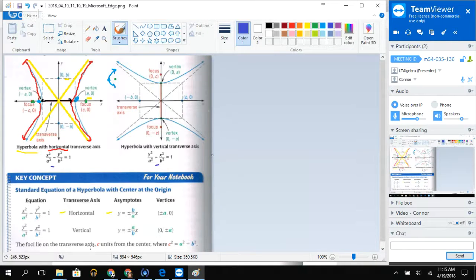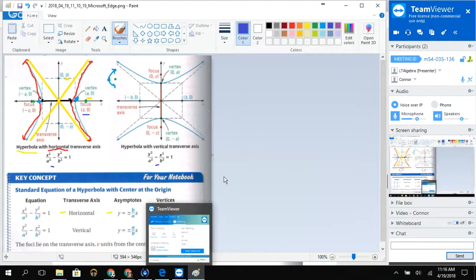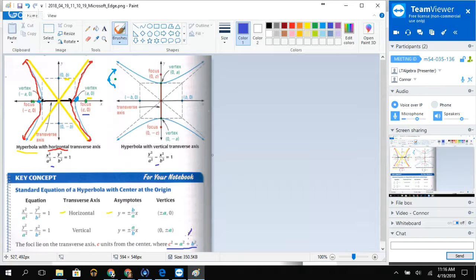And then down here, you can see we have our good friend, the foci, the focal points. When we were finding where the focal points were in an ellipse, it was c squared equals a squared minus b squared. And you'll see for a hyperbola, the foci, the focus points, are c squared equals a squared plus b squared. So it's a lot the same that you're going to do. It's just a little bit different.